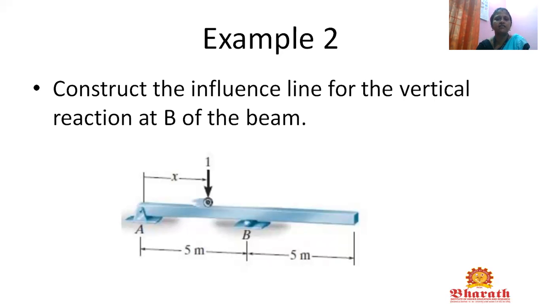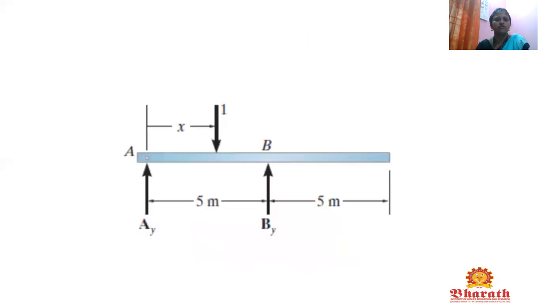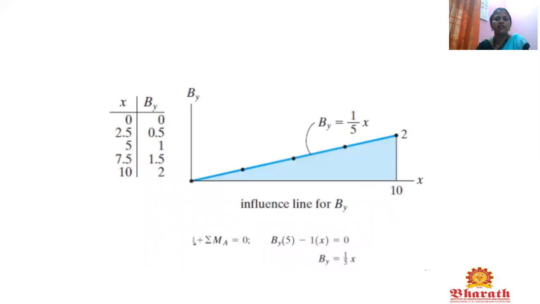So we are going to construct the influence line diagram for the vertical reaction at point B. Coming to the solution, draw the free body diagram with reaction AY and the reaction at B, BY. For this particular structure, the A to B distance is given as 5 meters. A unit load is acting on the span AB at a distance of x. For this type of problem, we are going to find the influence line diagram for BY.